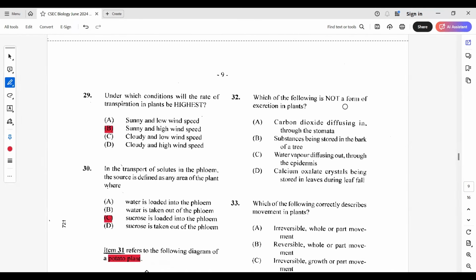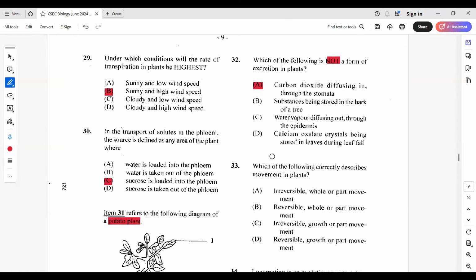Which of the following is not a form of excretion in plants? We have carbon dioxide diffusing in through the stoma, substances being stored in the bark of the tree, water vapor diffusing out through the epidermis, calcium oxalate crystals being stored in leaves during leaf fall. Excretion is getting rid of waste. So ideally it shouldn't be going in. So we're going with A.